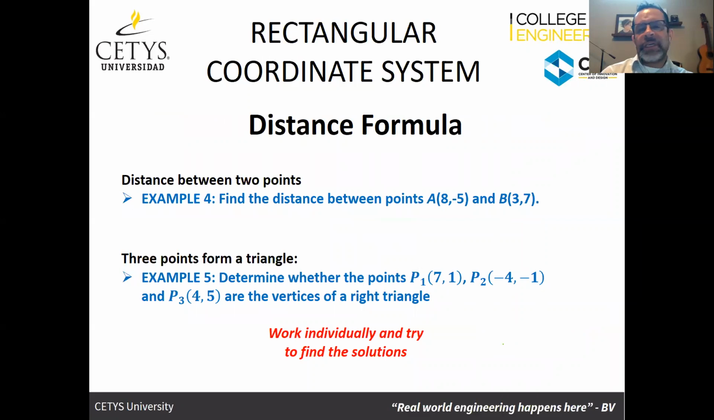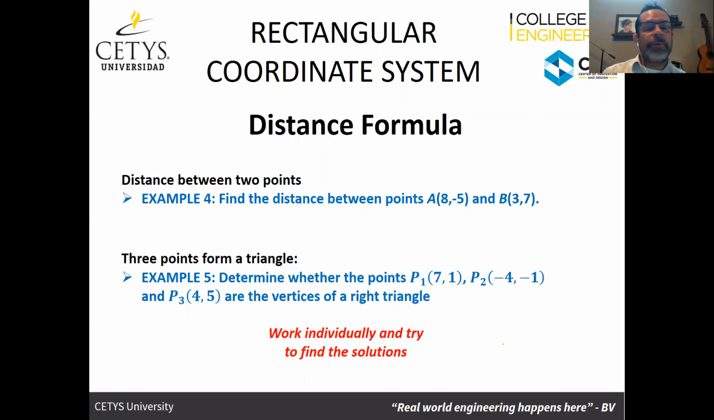And so let's see a couple of examples. Find the distance between the points A (8, -5) and B (3, 7). And the other is to determine whether 3 points, which they're giving us, located in the Cartesian plane, form a right triangle. By the way, if I put any 3 points in the XY plane and join them, they're automatically going to form a triangle. However, we don't know if that triangle is a right triangle. There are 3 types of triangles: isosceles, scalene, and right. We don't know what type it is, but it's going to form a triangle.